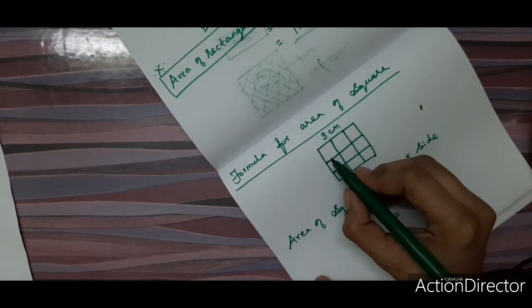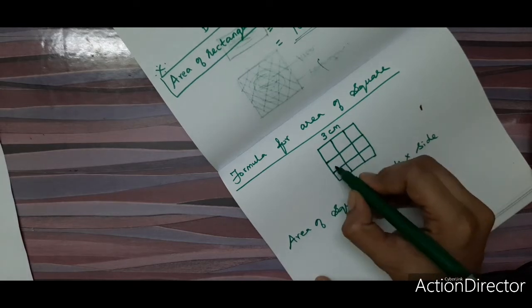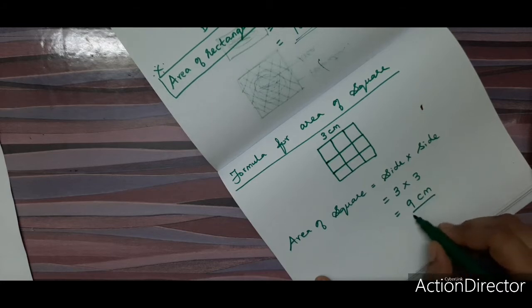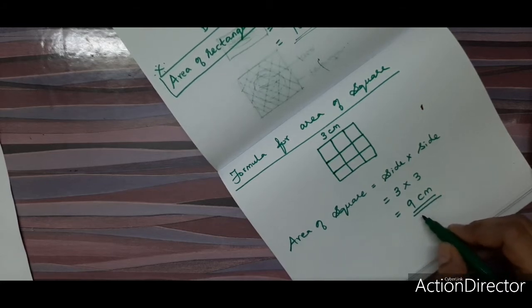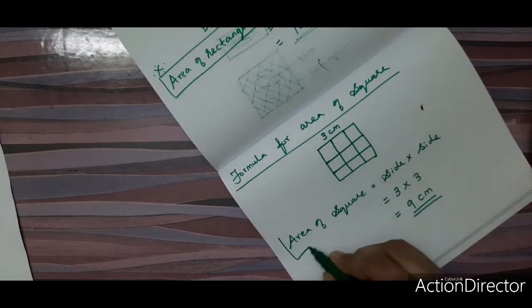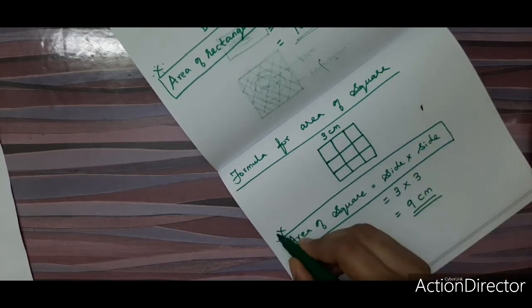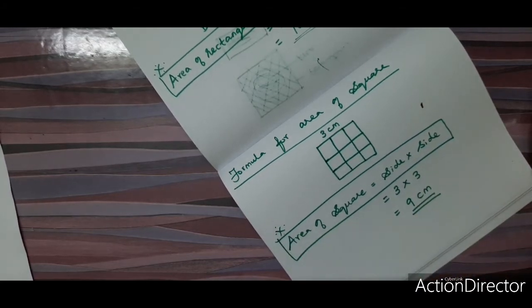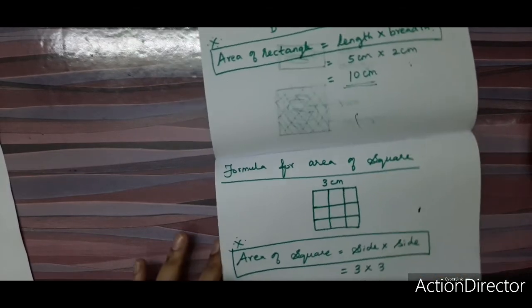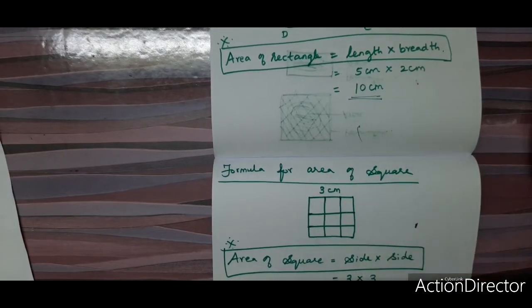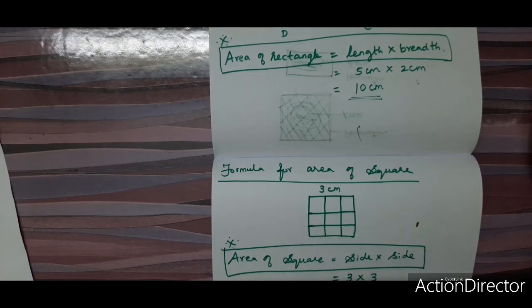So now count and see how many boxes are there. 1, 2, 3, 4, 5, 6, 7, 8, 9. Totally 9 boxes, that is 9 centimeters. So this is the area of a square. So today we learned two formulas: area of a rectangle, that is length into breadth, and area of a square, side into side.